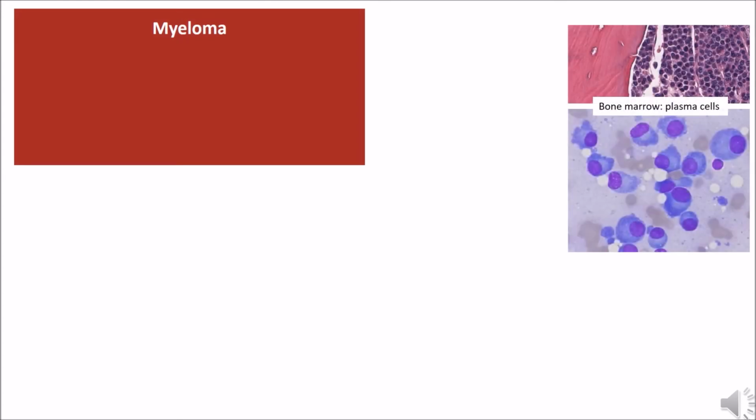Multiple myeloma is a common neoplastic proliferation of plasma cells. Remember, plasma cells are responsible for making and secreting antibodies, also known as immunoglobulins, and these clonal plasma cells overproduce the same homogeneous immunoglobulin protein. The risk for myeloma is highest in the elderly, African Americans, and men.